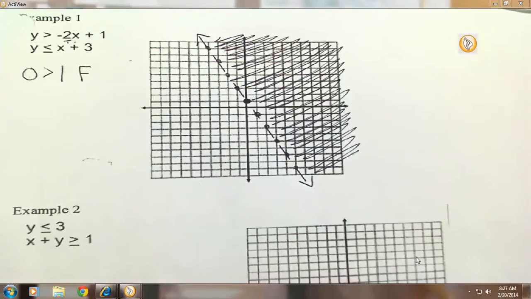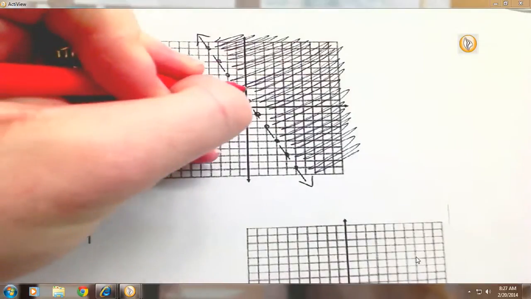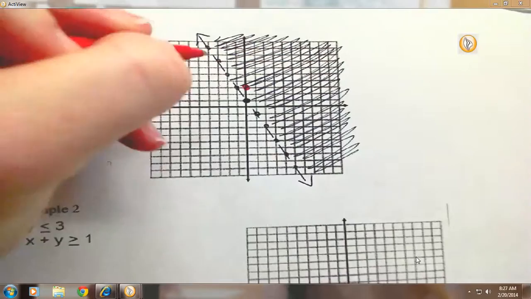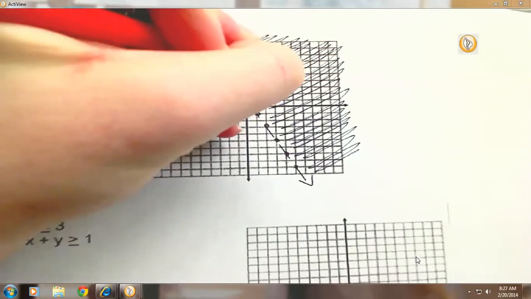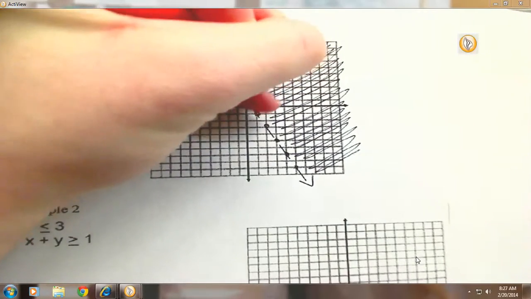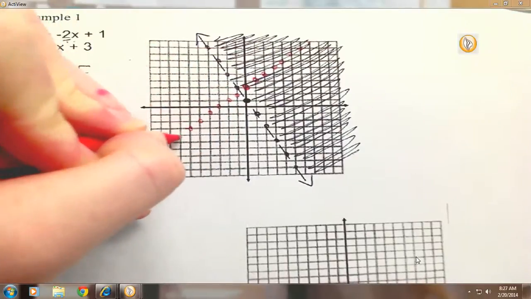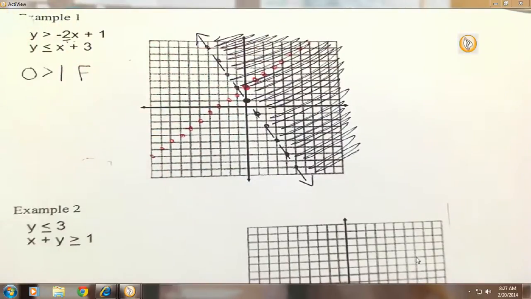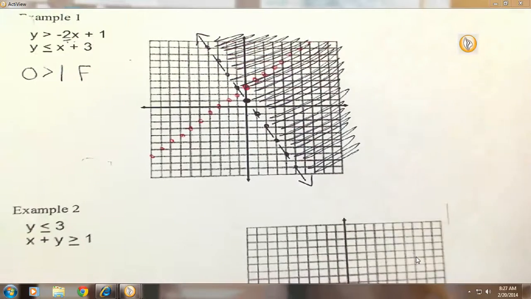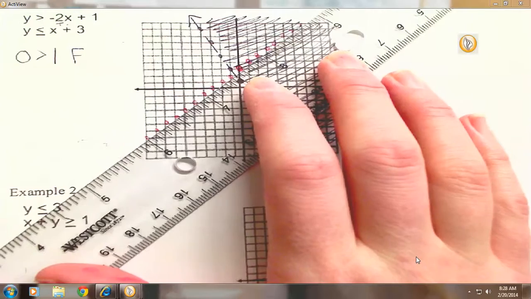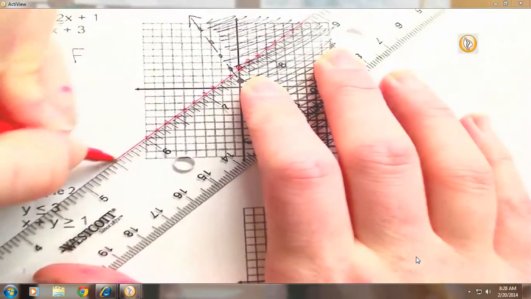For the second inequality, let's graph that. What's your y-intercept there? 3. So put a dot at 3. What's our slope? 1. Rise 1, run 1. As you're putting these points on, it's important to be thinking: will we use a dash or a solid line? Solid, and how do we know? It's got the line underneath it, just like Kimberly told us. So draw our solid line through.